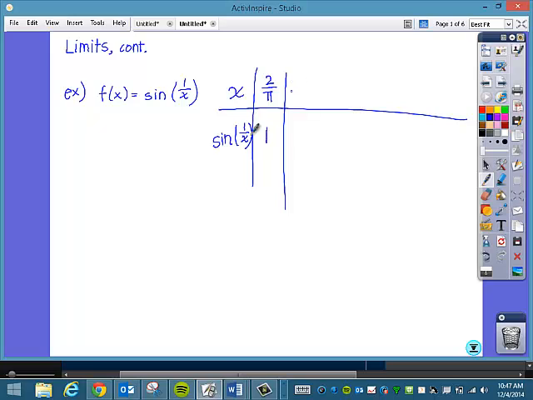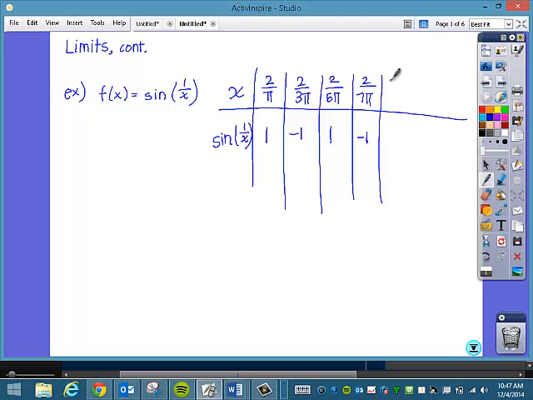But next one, what if we wanted it to be sine of 3 pi over 2? So instead of plugging in 3 pi over 2, we plug in 2 over 3 pi. And that would give you negative 1. Keep going with this. Then 5 pi over 2, that would give you positive 1. Then 7 pi over 2, you flip it to get 2 over 7 pi. You get negative 1. 2 over 9 pi would give you 1. 2 over 11 pi, that would give you negative 1.